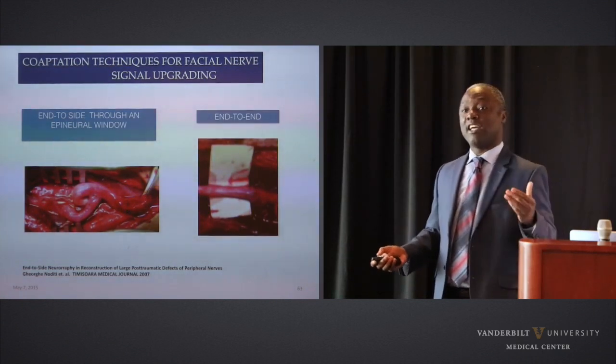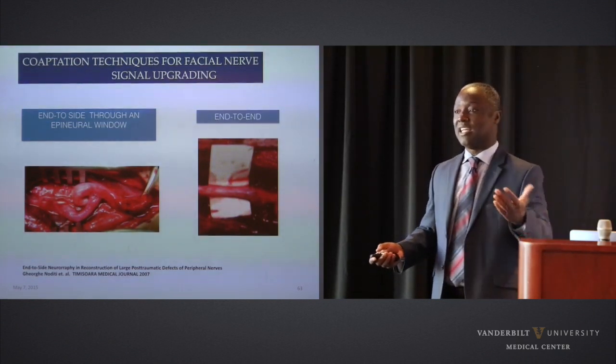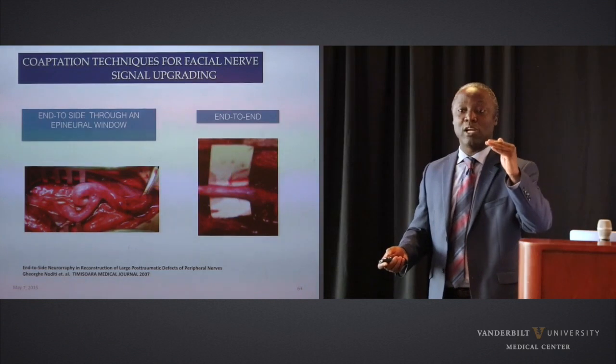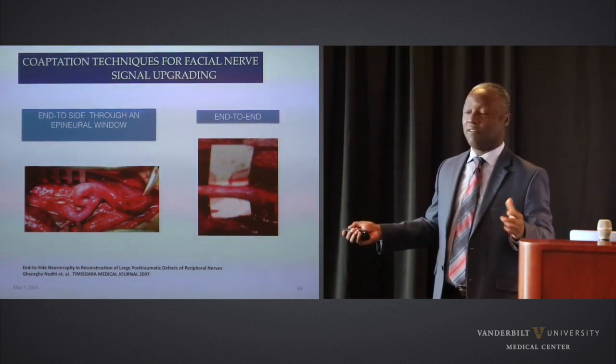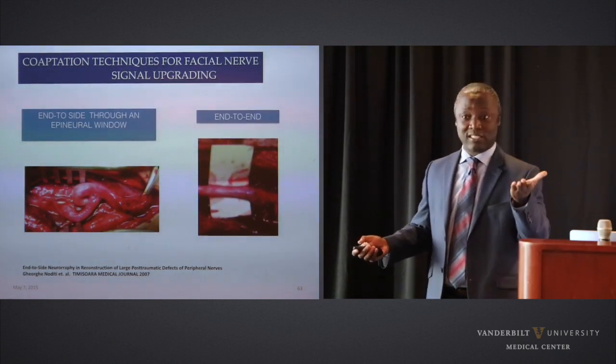So for example, if someone has partial recovery in paralysis, and they are maybe a House-Brackmann 4 out of 6, and I want to upgrade them to a 2 out of 6, I don't have to cut their facial nerve to connect any new nerve. You can create a window and connect another nerve and upgrade their signal.